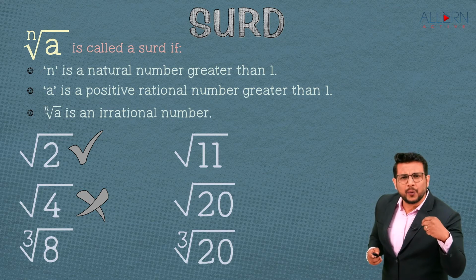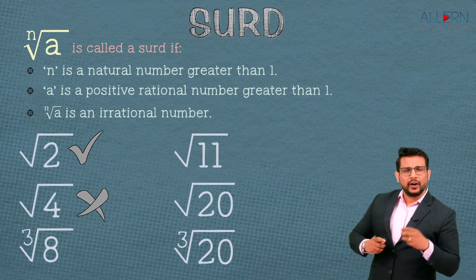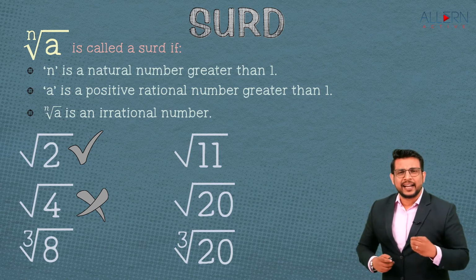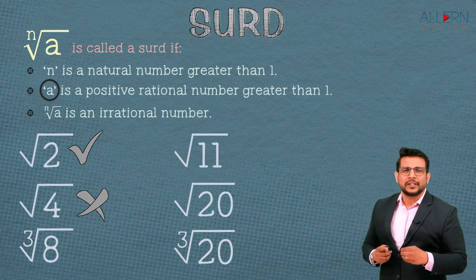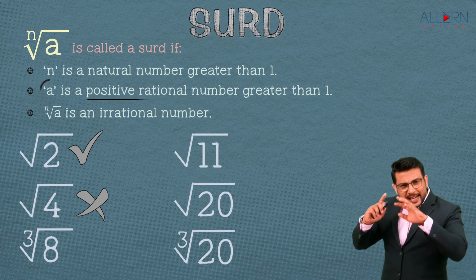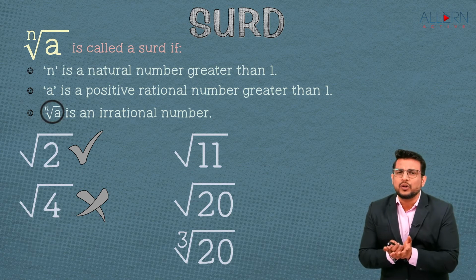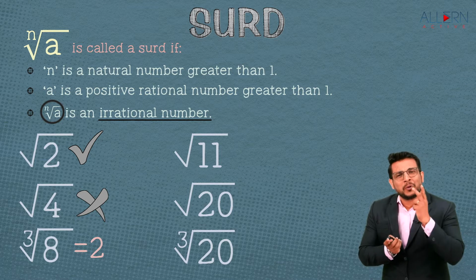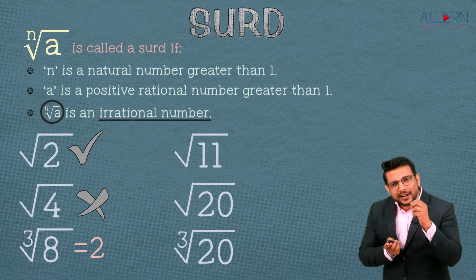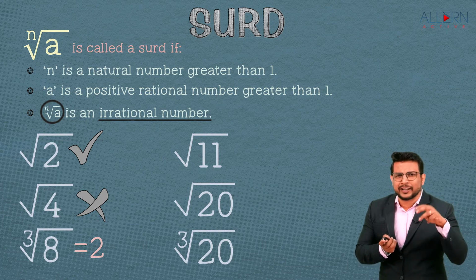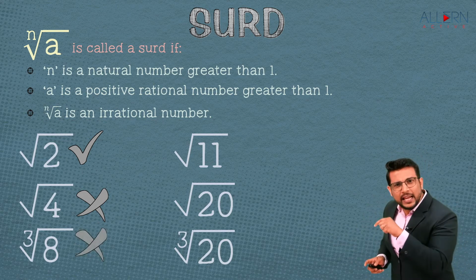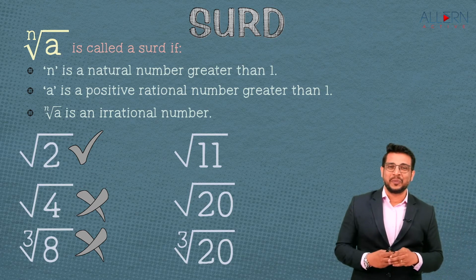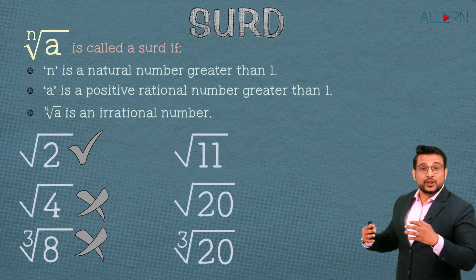Let's look at the third one. What is the order there? The order is 3. It is a natural number greater than 1. What is the radicand there? The radicand is 8. It is a positive rational number greater than 1. The entire expression is cube root of 8. When you find cube root of 8, it is nothing but 2, which is again a rational number. That means again the third condition is not satisfied, so the given expression is not a surd. Superb. Let's go on to the next one.